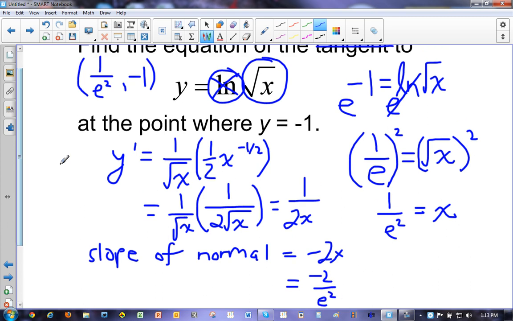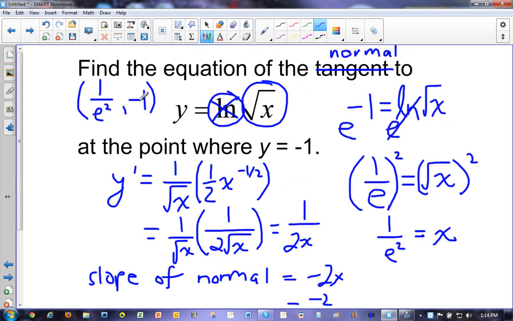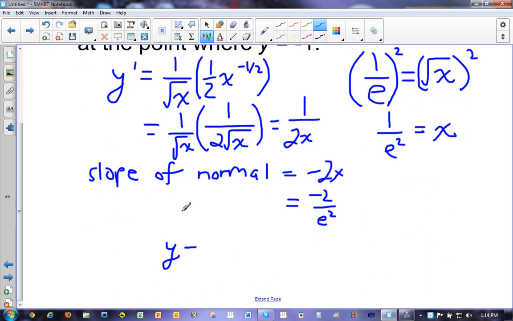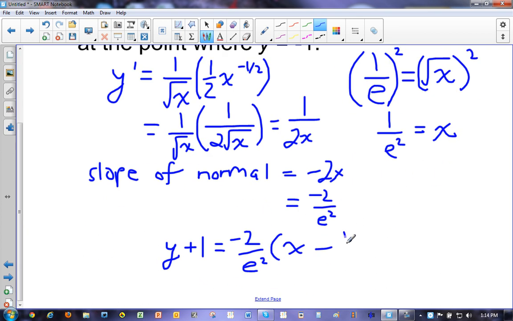All right, so now I have a point, x and y. I have a slope, which is right there, and I can write the equation of my line. y minus negative 1, which is y plus 1, equals the slope, negative 2 over e squared, times x minus x1, and my x1 is right here, 1 over e squared. And just like before, you can pretty that up, make it look like it's in slope-intercept form or whatever, but I'll leave you to do that.